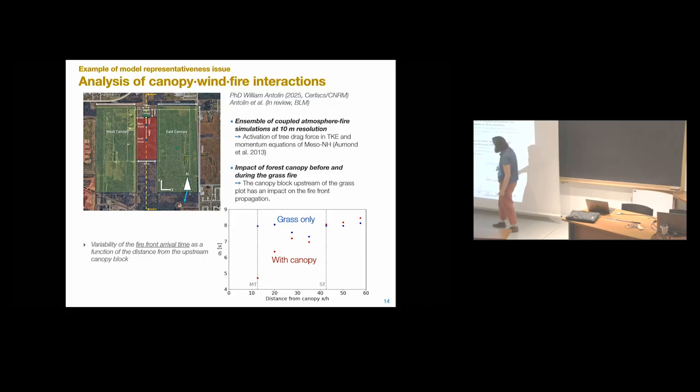And this shows that the canopy block upstream influences the fire front propagation and influences the turbulent structures that are occurring over the grass burn plot. And this is really important to know at which speed the fire will propagate.